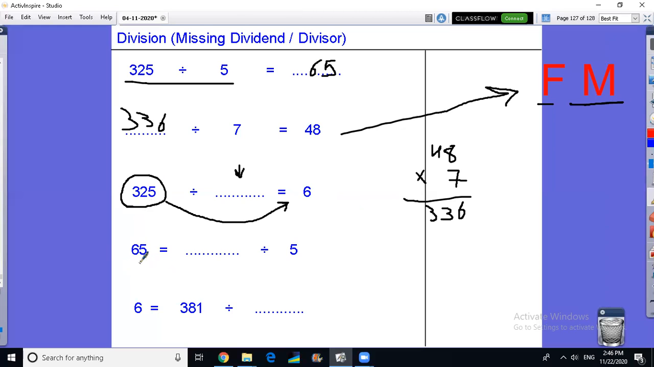Mister, what if it comes to me in this confusing way? 65 equals what divided by 5? Well, if this is confusing to you, you can just turn it into the normal way. How, mister? Just take this first part that we're always used to having at the end. Just move it there. Keep everything else the same. So you can rewrite the question.